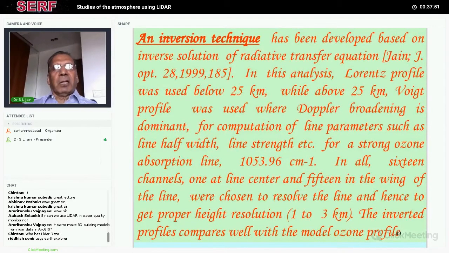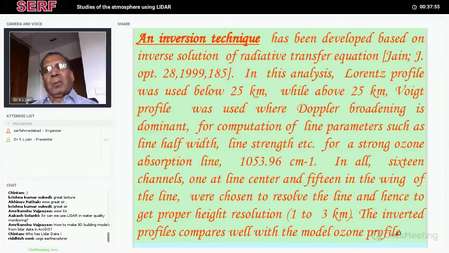So we developed the inversion technique. This is a first theoretical work. Then we go to the experiment. The inversion technique has been developed based on the inverse solution of the radiative transfer equation.